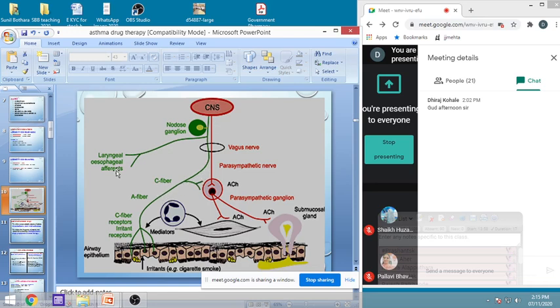So laryngeal, then C fiber and A fiber, they are going. The C fiber is from the upper one, and this A fiber, they are reaching the CNS, and in response to that and as control, there is the vagus nerve, which is a parasympathetic nerve, and because of that it causes bronchoconstriction and an increase in glandular secretion. So this is what the action is.